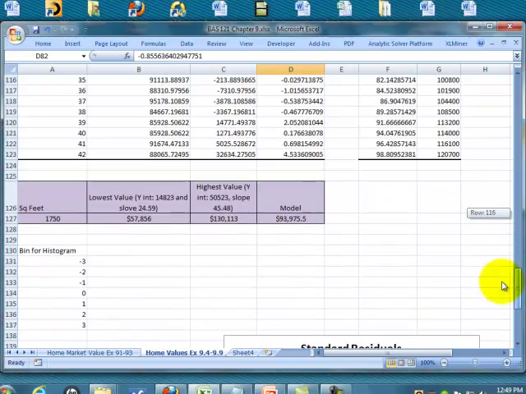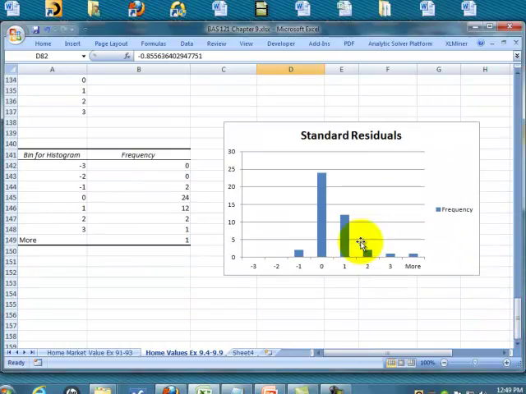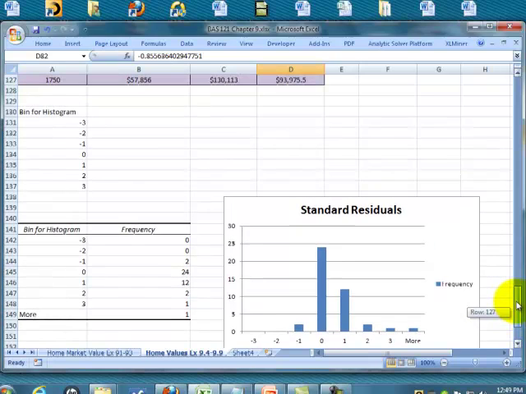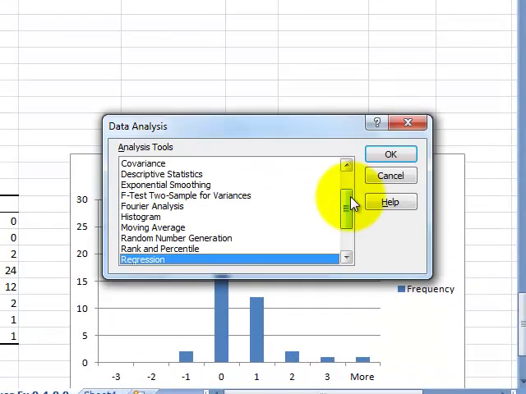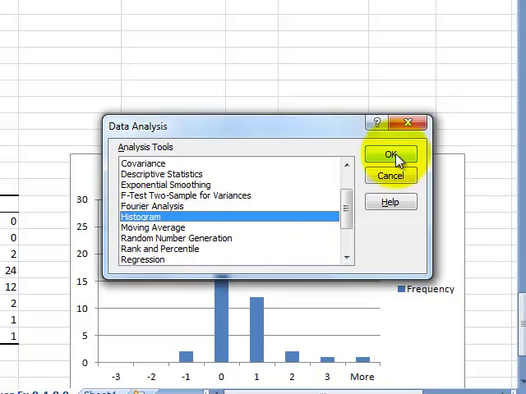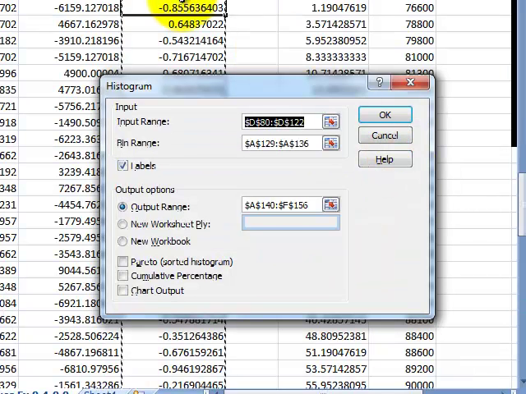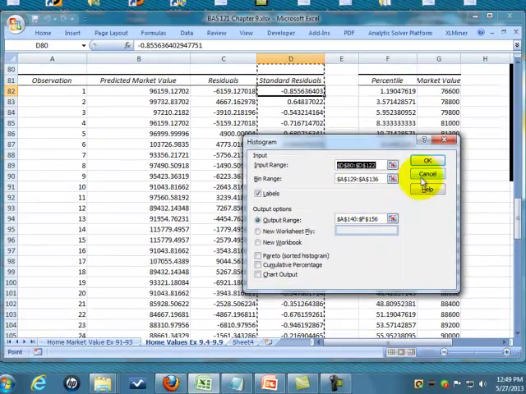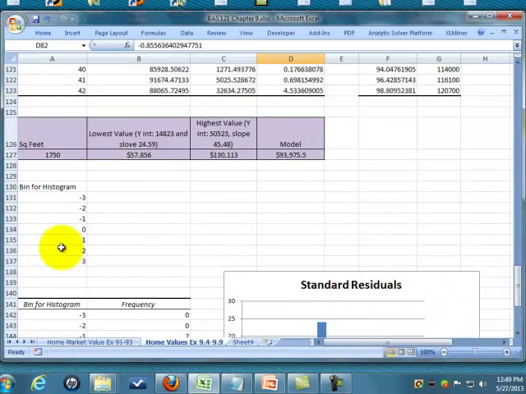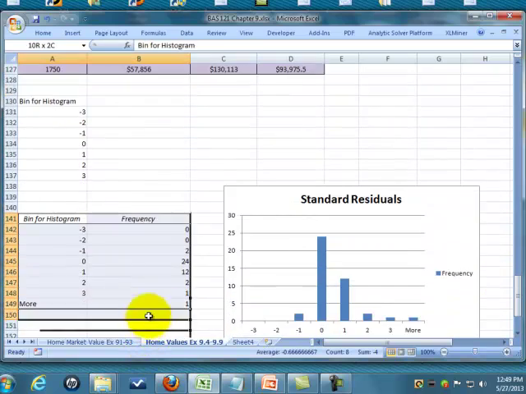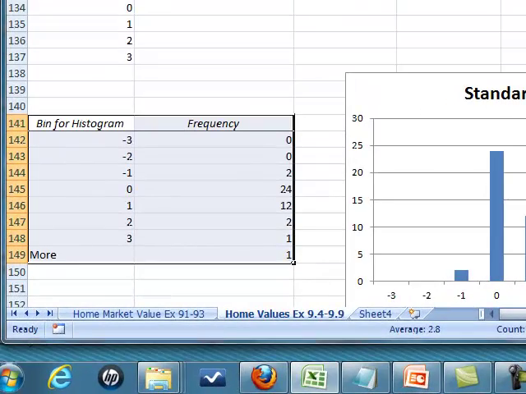Now, another thing you want to look for is to make sure they're normally distributed. So what I did is I went up here and I made a histogram. A reminder of how you do that is you go to data, you go to data analysis, you say make me a histogram, and you say okay, and it asks what's the input range? Well, I want all my standard residuals. I gave it my bin numbers, and I told it where I wanted it to be output to. That gave me this set of bin and frequency data, and then I just made a column chart out of it.